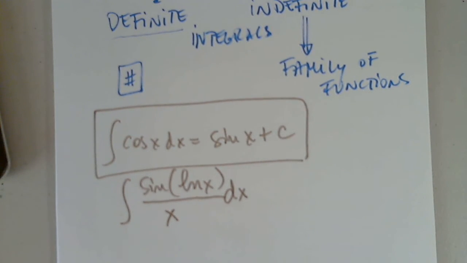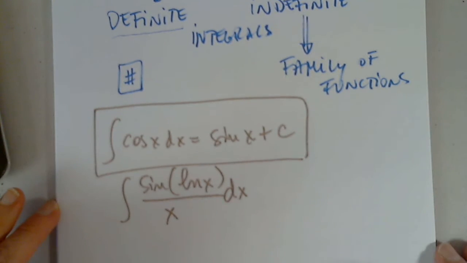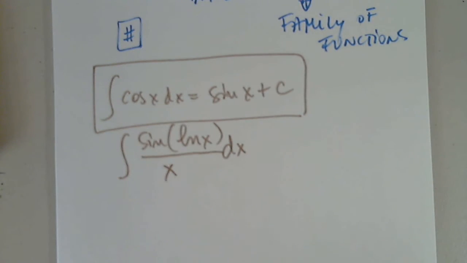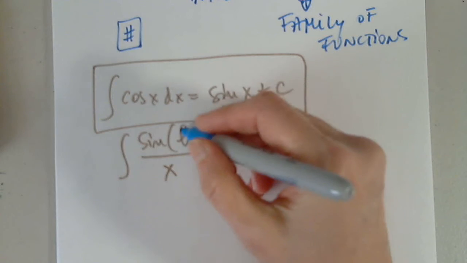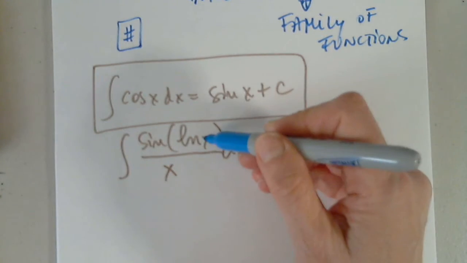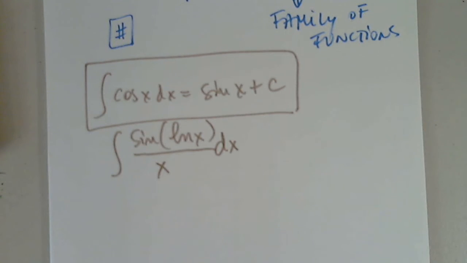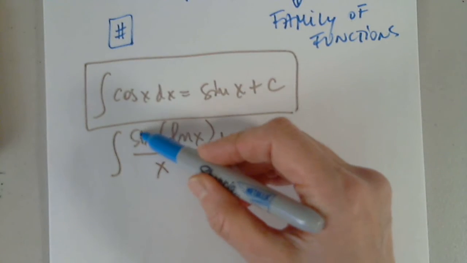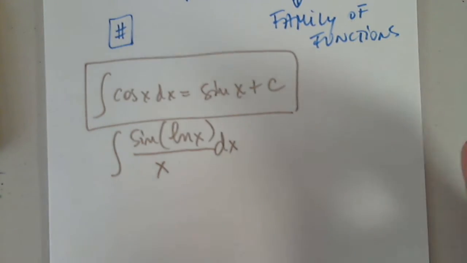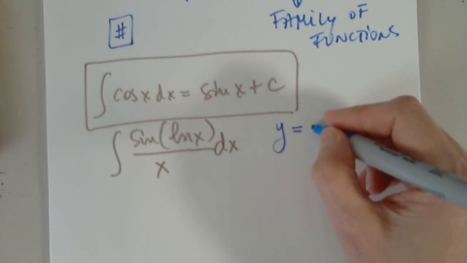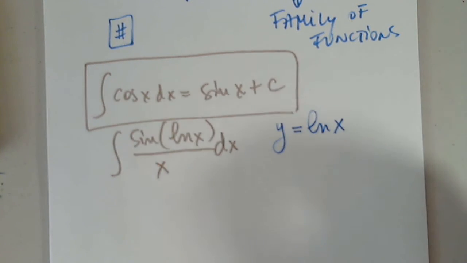So what do I do in this case? Well, when I look at sine and I see that there is another function inside it, which is natural log, it is a function composition, sine of a natural log, sine of another function. I wouldn't say it's a complicated situation, but it's something that if I could get rid of, I would like to. Okay, so I'm going to say let y be natural log x.